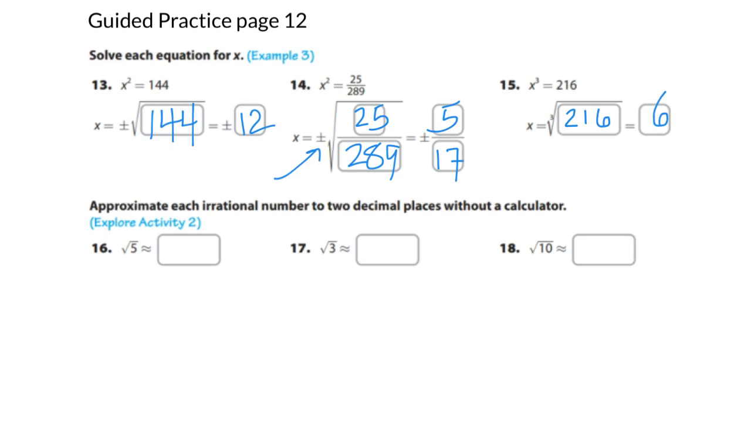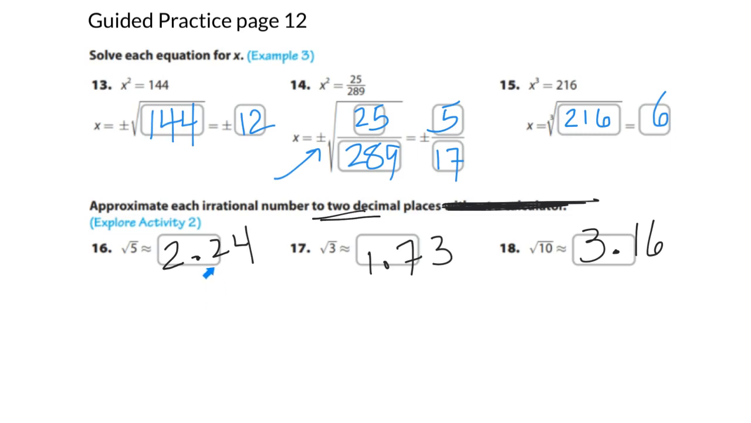Now, look on 16, 17, and 18. It says, without a calculator. No, you're going to use a calculator for me. So find the square root of 5, square root of 3, square root of 10 to 2 decimal places and write those in. Pause.